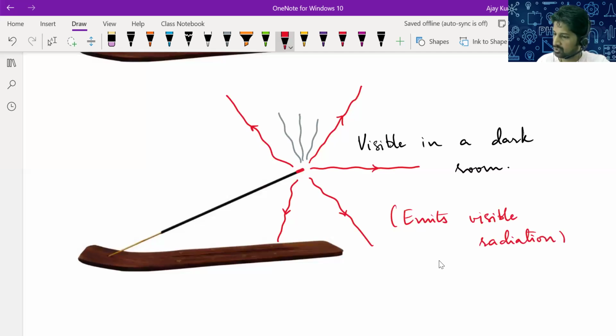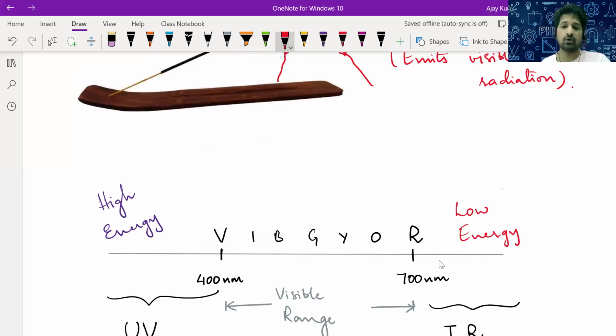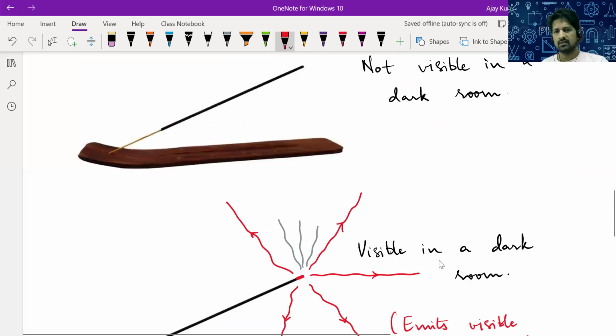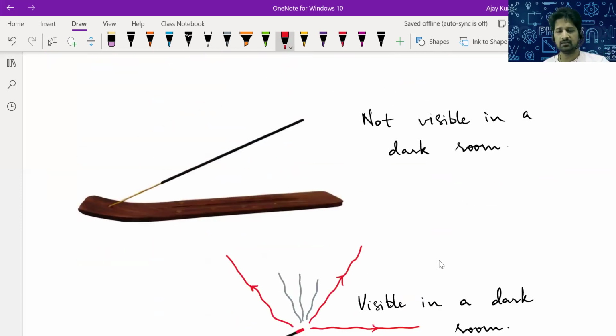Emitting visible radiation means what? Emitting electromagnetic waves whose wavelengths are in the range 400 to 700 nanometers. Okay, it starts emitting in that range. Okay. Does that mean the incense stick before it was lighted up was not emitting anything?